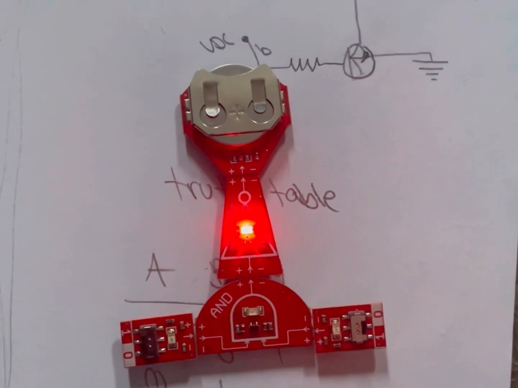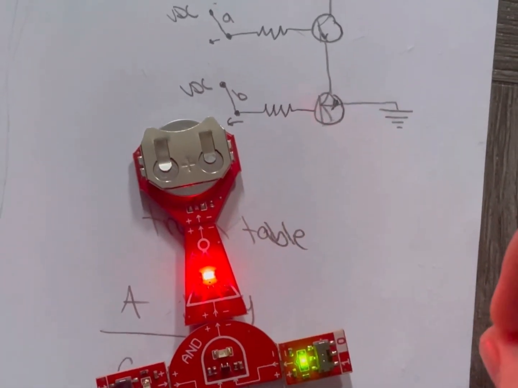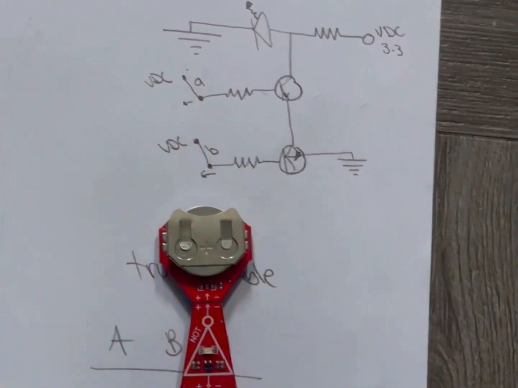When both inputs are turned off, the output will be on. If one is off, the output will still be on, but if both inputs are turned on, the output will turn off.